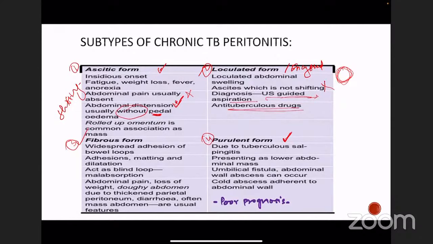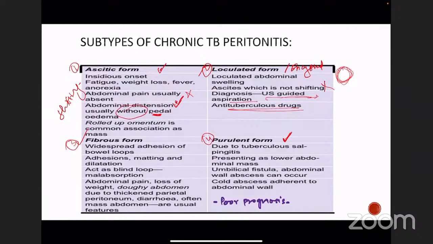and we can start antituberculous drugs in such patients. In the fibrous type, as I already said, fibrosis means adhesions, fibrous transformation, that is widespread adhesion of the bowel. Adhesions with matting and dilatation of bowel can occur secondarily, acting as a blind loop with malabsorption. Obviously, as adhesions are there, the bowel is not functioning. It creates a secondary paralytic ileus-like picture and secondary malabsorption.